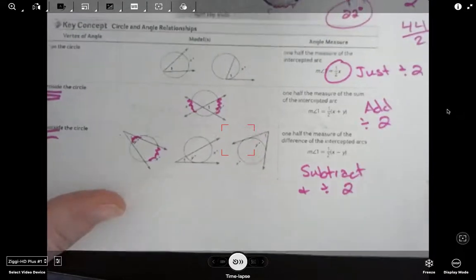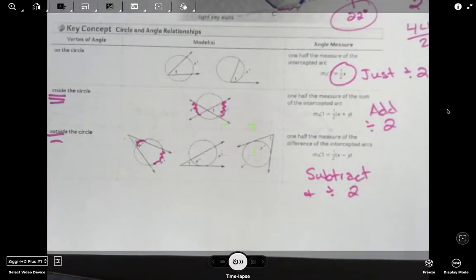So, pretty easy concepts. You just have to figure out which one you're doing. So decide that first when you're doing your problem. Some of them you're going to have to work backwards, because you're solving for one of the arcs and not the angles. Good? Okay, that's all.